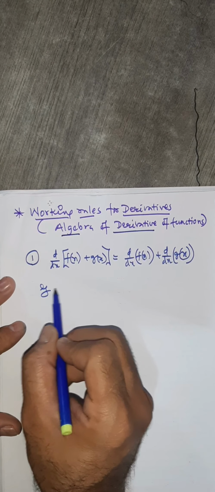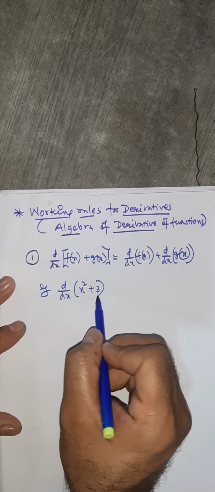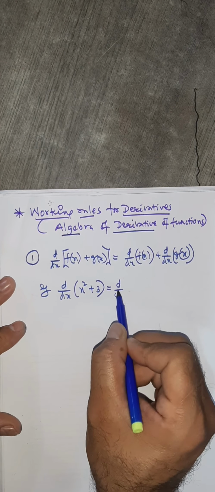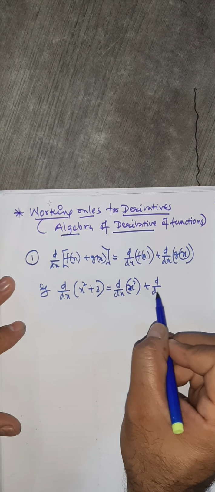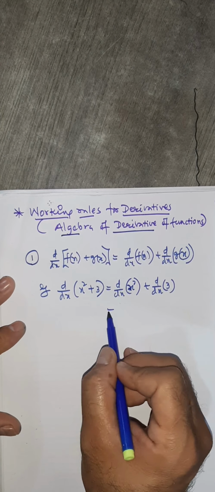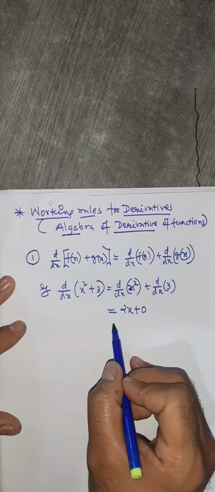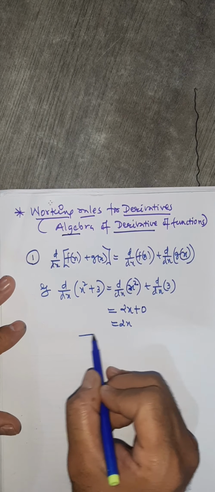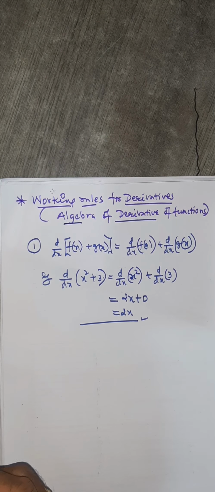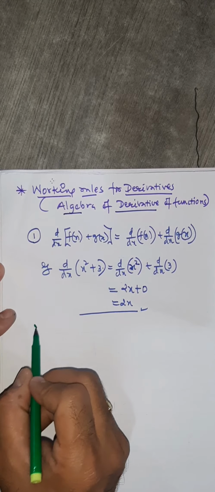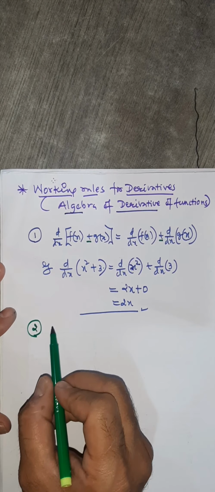For example, if I have d by dx of x square plus 3, then you can write d by dx of x square plus d by dx of 3. Now both of this is known to you. What's the derivative of this one? 2x. What's the derivative of this? Constant, 0. So derivative of x square plus 3 with respect to x is 2x. Same rule is for minus even. If I have minus, I can have minus here.